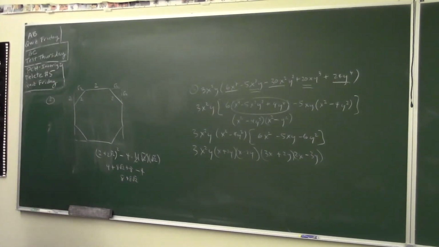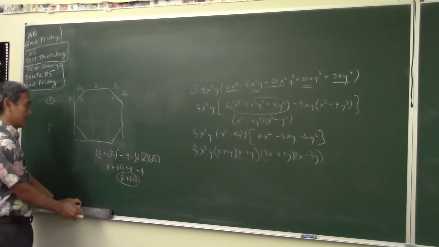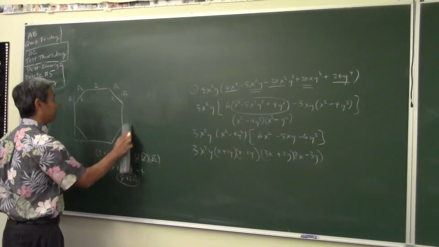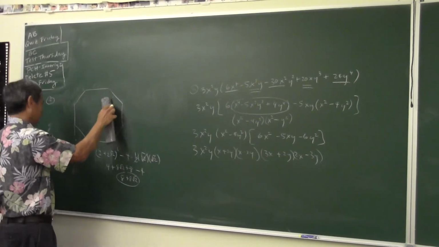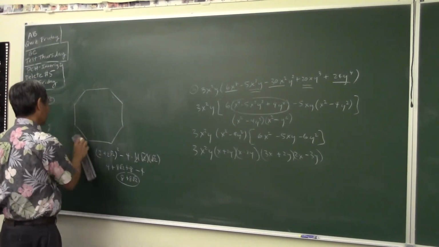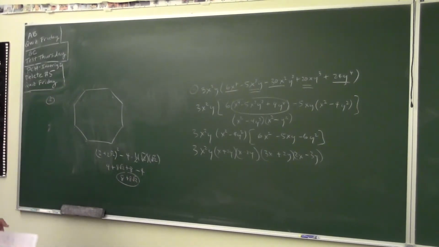Did I do that correctly? Yeah. That's the area of the entire octagon. So let's keep that on the side for now. So now let's actually do the problem. You actually got a point for that if you figured out the area.